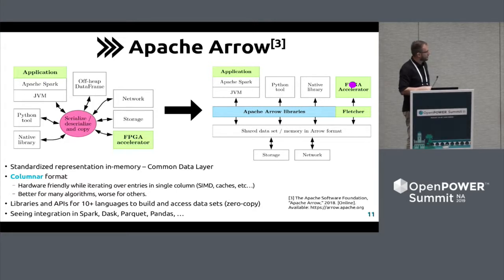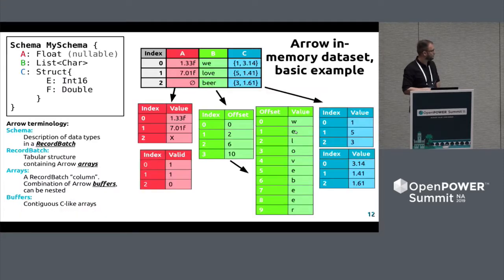So this project is more like under the hood of a lot of other projects. A lot of big data analytics frameworks like Spark and Dask, Parquet and Pandas, are all starting to see integration with Apache Arrow a lot nowadays. So once all those projects have shifted to use this method, any FPGA accelerator could also unlock access to that platform immediately.